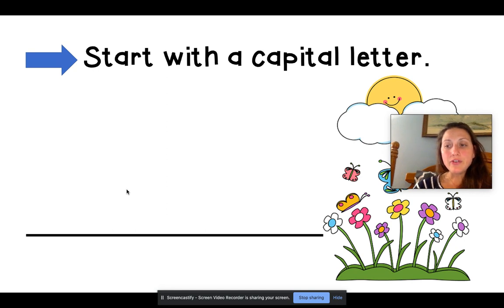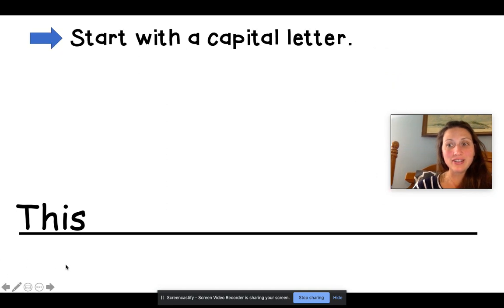Let me think about my first word. The first word is this. And the first letter in that word is the letter T. Now I need to start my sentence with a big T, a capital T. Sometimes we say an uppercase T. And there it is. Now I can write the rest of the word in lowercase letters. We only need that first letter to be a capital letter. So there's the rest of the word. T-H-I-S. That's how we spell the word this. Okay, great job. Great start, boys and girls.